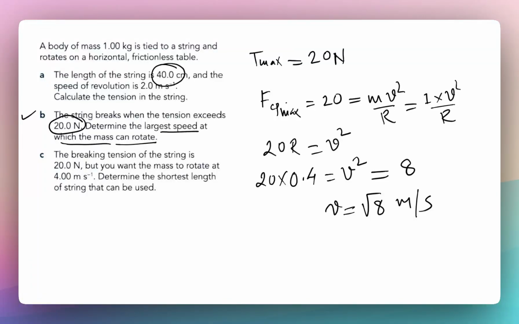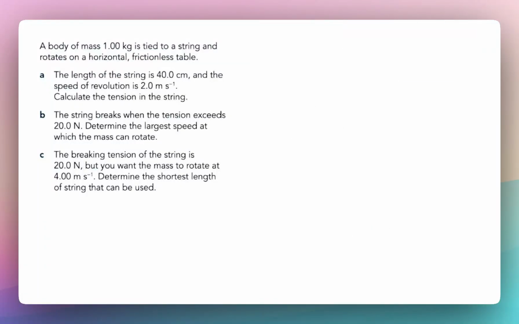Okay, that will be 2 root 2, right? 2 root 2 meter per second. So that's our part B. Now we're looking at the part C. Now the concept of breaking tension is going to come. So the breaking tension of the string is 20 newtons, right? So my T max again is given to be 20 newtons.